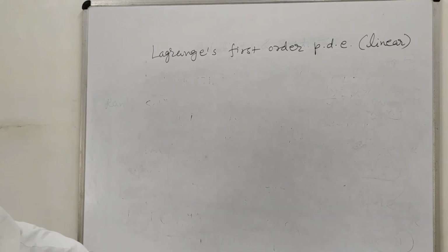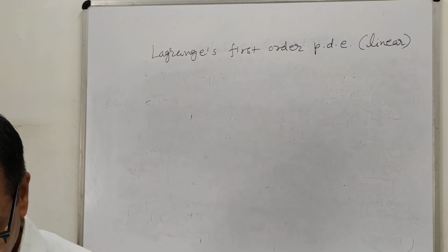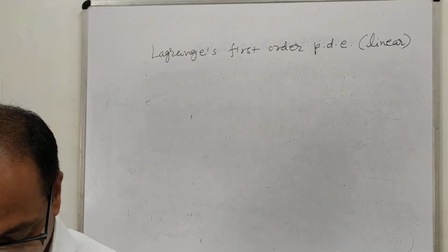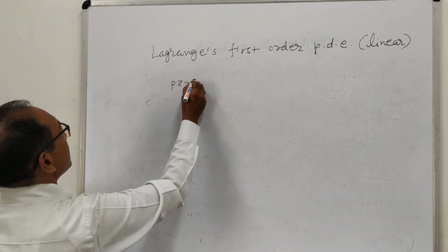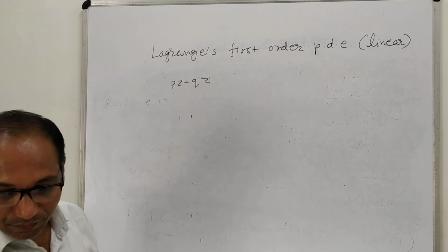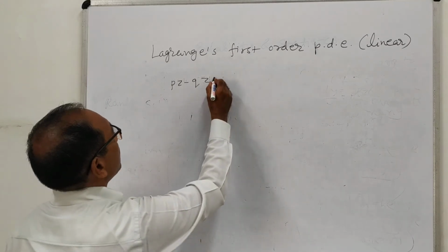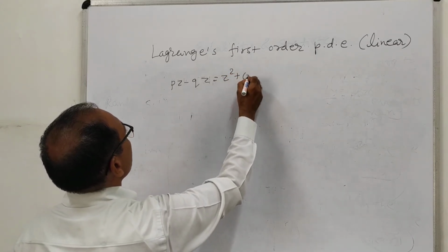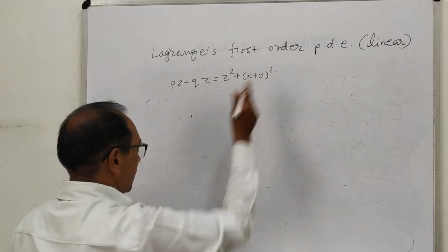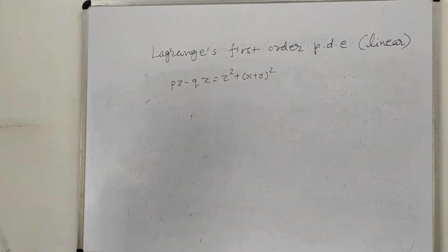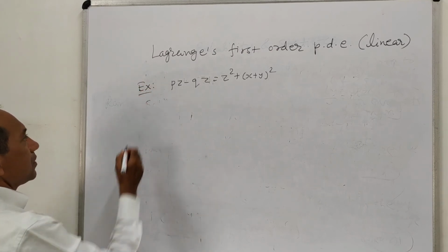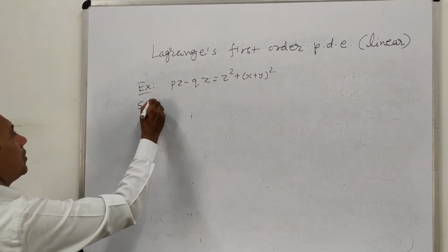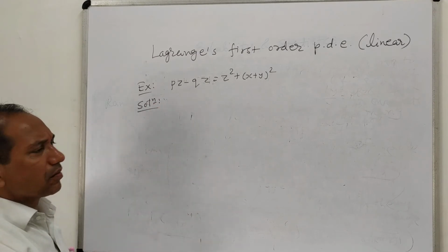Now let us see another solution. Pp minus Qq equal to z square plus x plus y whole square. Now our speed will become faster, because there is no need to explain further.